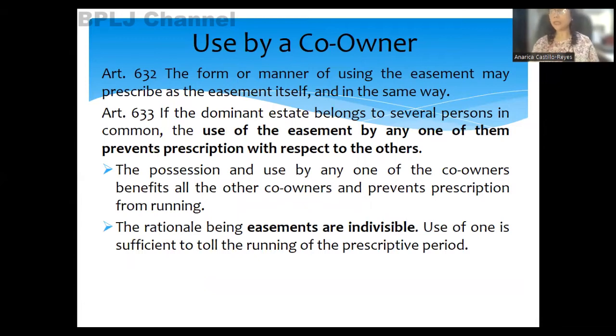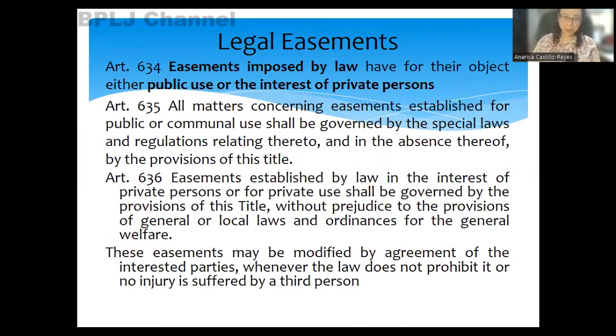If the dominant estate belongs to several persons in common, the use of the easement by any one of them prevents prescription with respect to the others. The possession and use by any one of the co-owners benefits all the other co-owners and prevents prescription from running. Remember, use of the easement by one of the co-owners inures to the benefit of all the other co-owners. It is a necessary consequence of the nature of easements because an easement is indivisible. So the use of one is sufficient to toll the running of the prescriptive period.